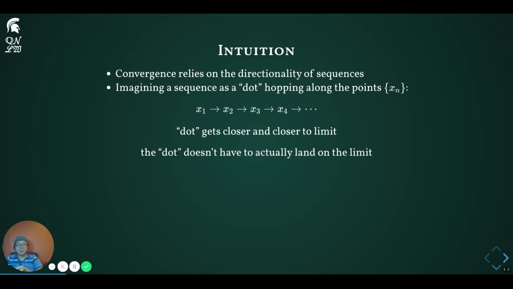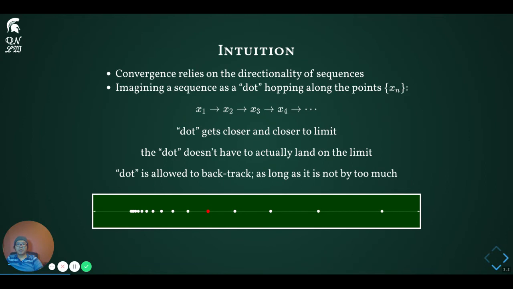Note that the dot doesn't actually have to land on the value. That is, the limit of a sequence doesn't have to appear as a value of the sequence. Also, the process of getting closer and closer doesn't have to be one way. The dot is allowed to occasionally get further away again after coming close. But this backtracking is only allowed within reason.